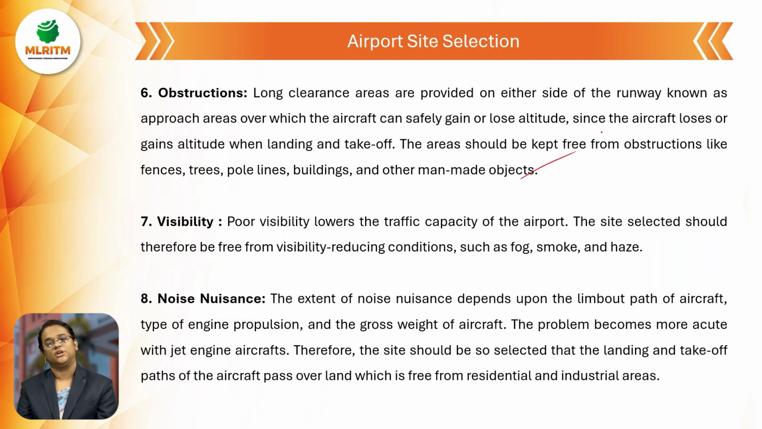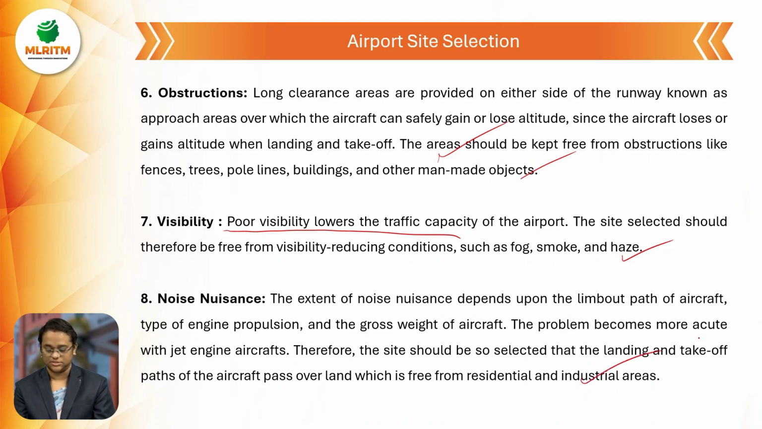Obstructions. The site we are selecting should be free from both natural and man-made obstructions, whether it is a hill, mountain, poles, or buildings. Visibility. In order to have proper visibility, we make sure we don't have obstructions, because poor visibility in the traffic range can affect the operating conditions of the aircraft, right?